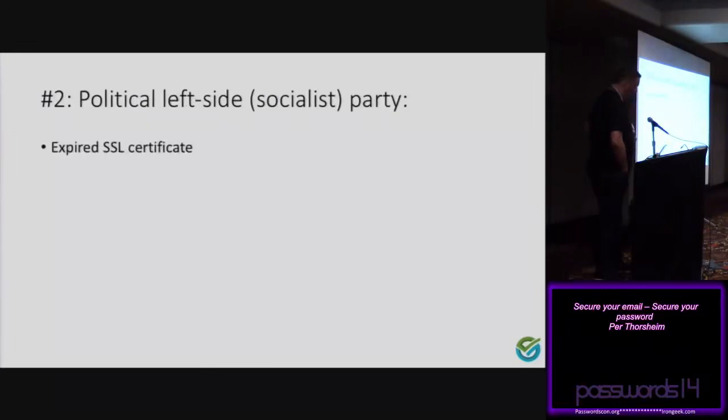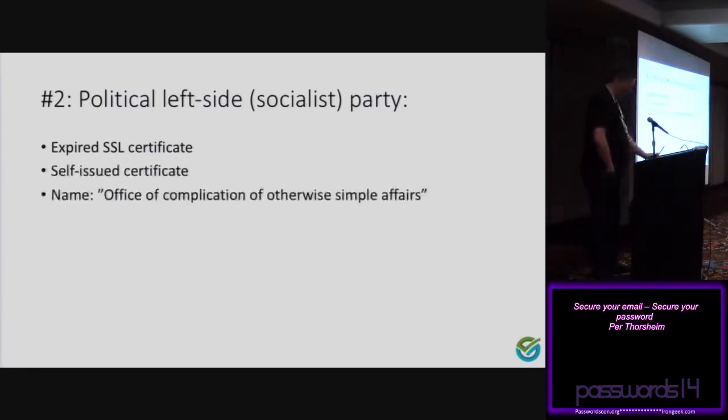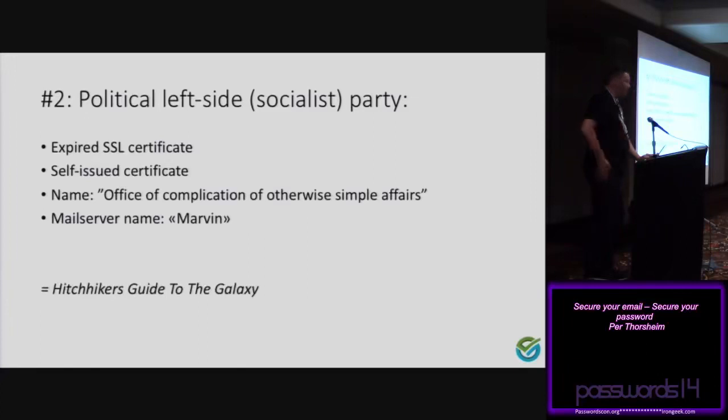And we also found that a political left side socialist party in Norway also had StartTLS available on a mail server, but the SSL certificate had expired. It was a self-issued certificate, and it was issued to the Office of Complication of Otherwise Simple Affairs. That's pretty good for a socialist political party, I would say. And the mail server name was Marvin. So for those of you who have read The Hitchhiker's Guide to the Galaxy, there you have it. We actually did make some nice headlines out of this one.